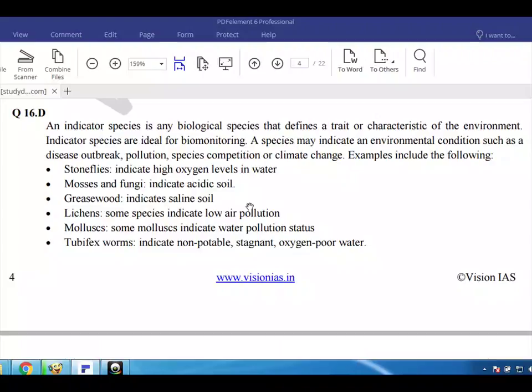Greasewood indicates saline soil. Lichens: some species indicate low air pollution. Mollusks: some mollusks indicate water pollution status. Tubifex worms indicate non-potable, stagnant, oxygen-poor water.